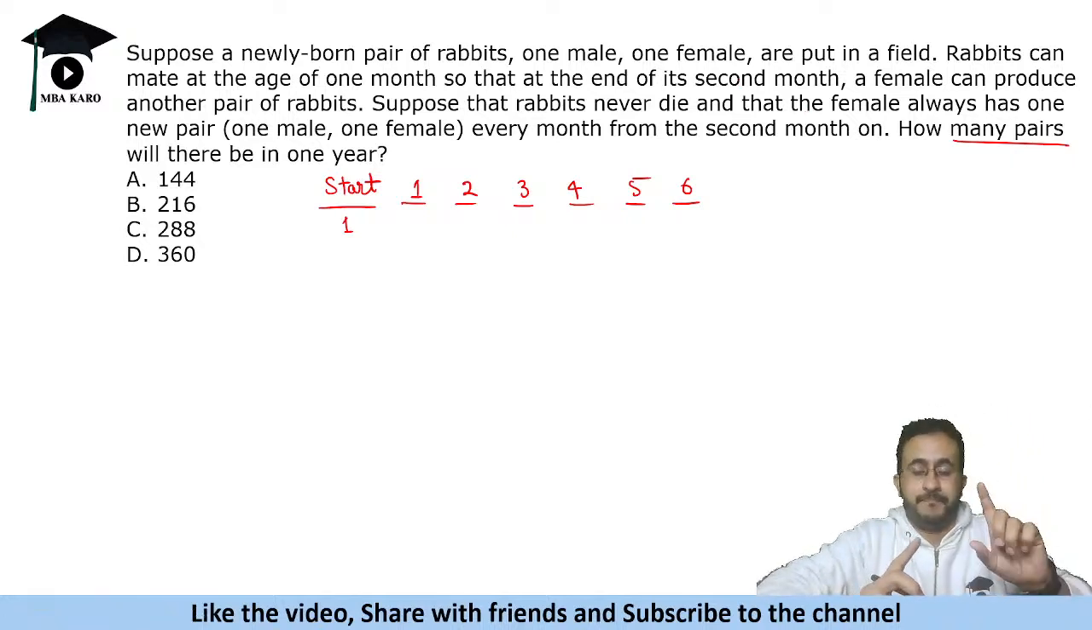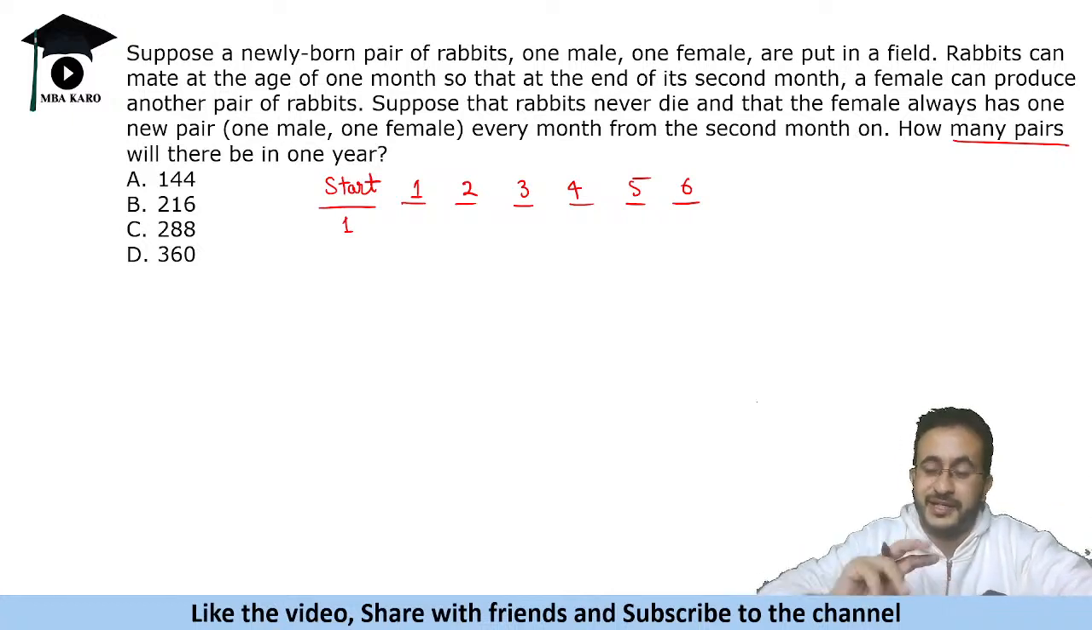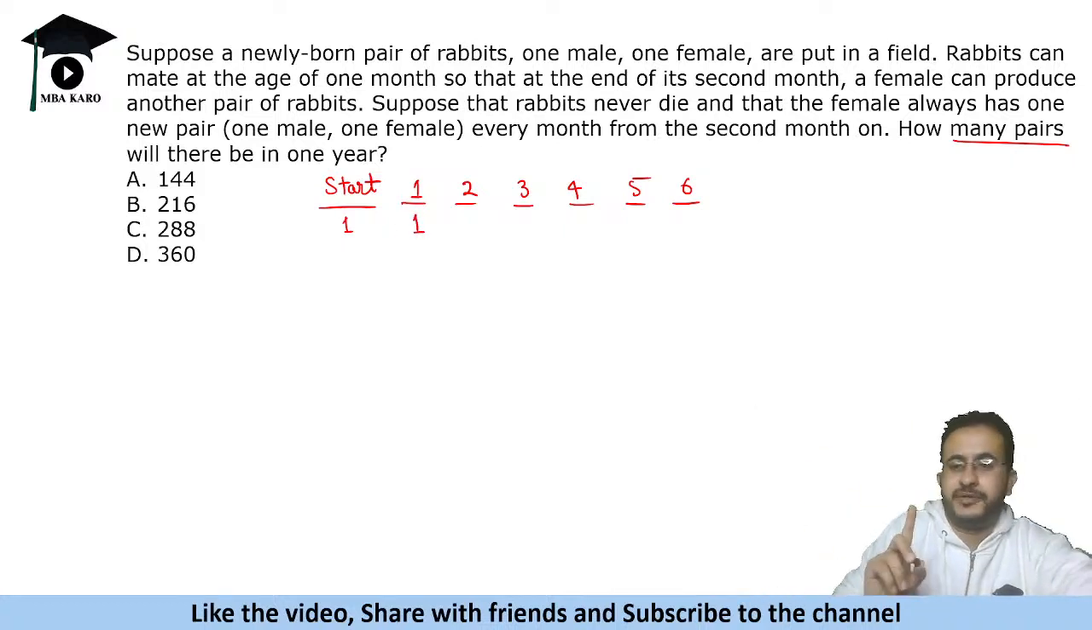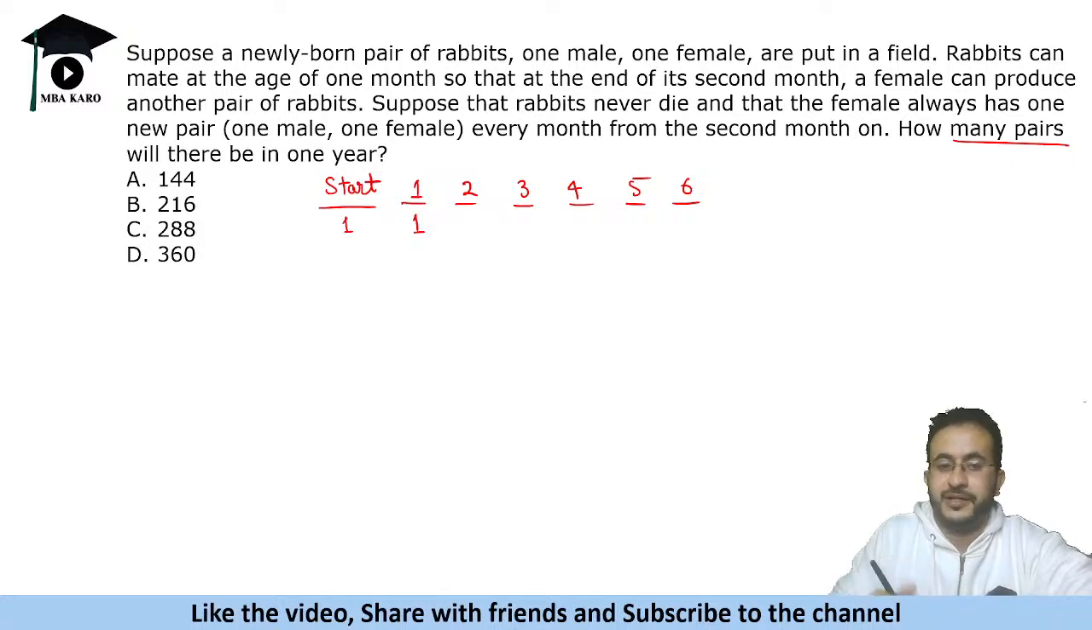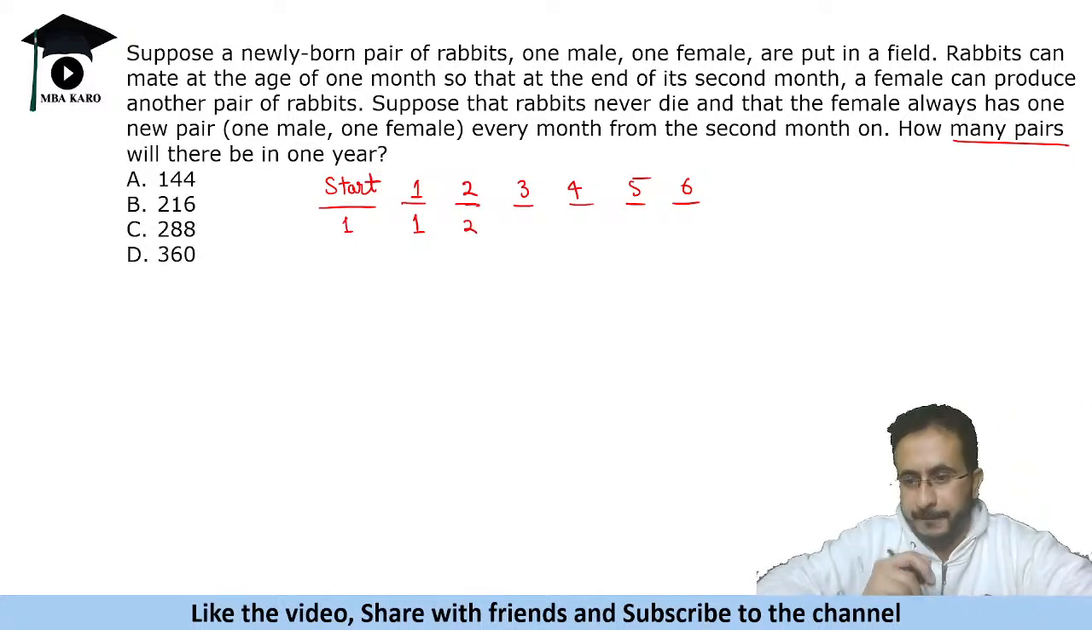Remember that in 1 month they can mate. Okay, they have become adults now. They were babies, after one month they will be adults, so they cannot produce babies at that stage, right? It will take another month to produce babies. So at this stage also there will be only one pair. Now they have grown up, now they will mate and they will produce babies. Now in the second month there will be two pairs.